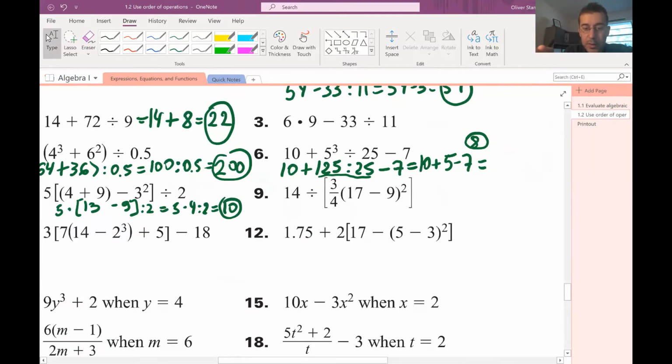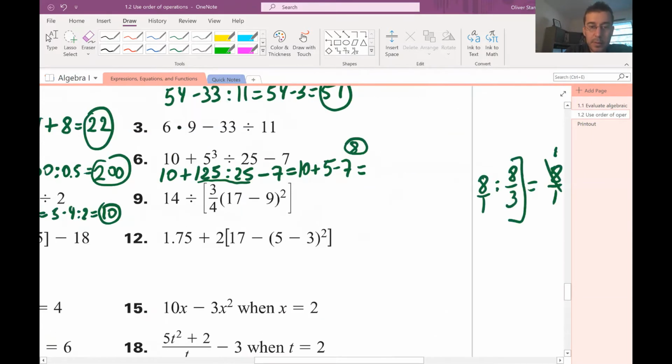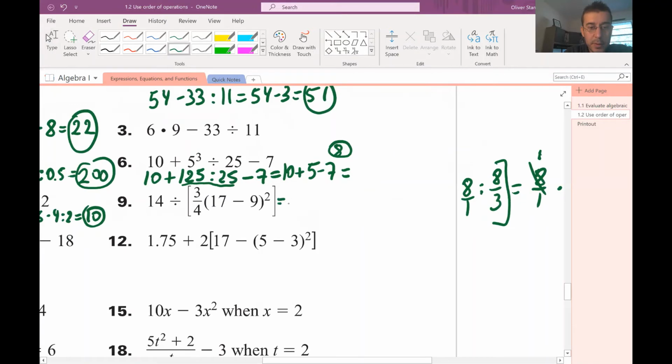We do powers, but to do the powers, we have to do the grouping first. Okay. So here on the right, this becomes 14 divided. Then we have the straight brackets, 3/4 times 17 minus 9 is 8. 8 squared, 64. So we can just write 64 right away.